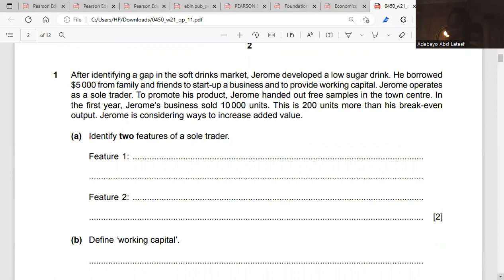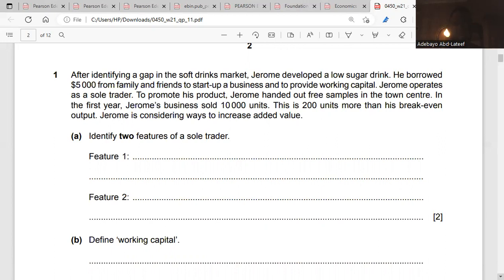After identifying a gap in the soft drinks market, Jerome developed a low-sugar drink. He borrowed $5,000 from family and friends to start up a business and to provide working capital. Jerome operates as a sole trader. To promote his product, Jerome handed out free samples in the town center. In the first year, Jerome's business sold 10,000 units. This is 200 units more than his break-even output. Jerome is considering ways to increase added value. Identify two features of a sole trader.